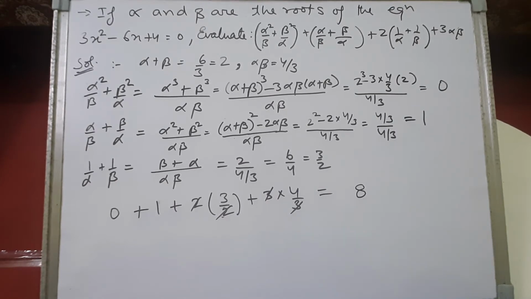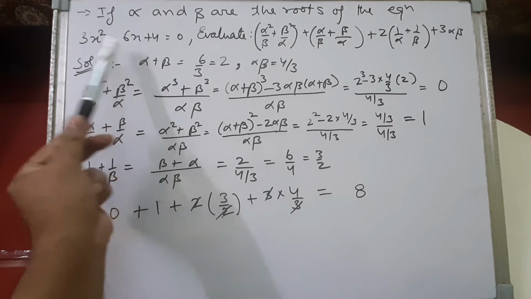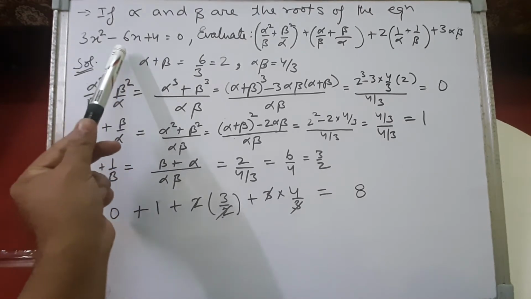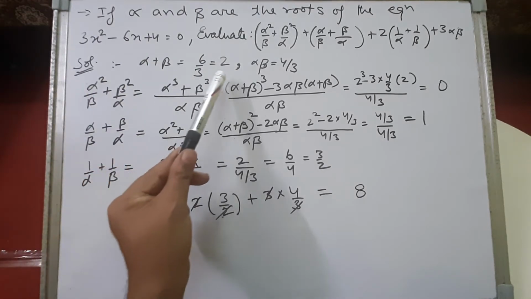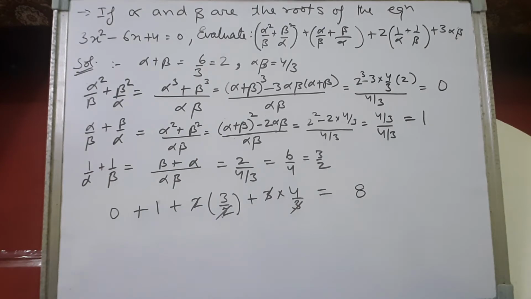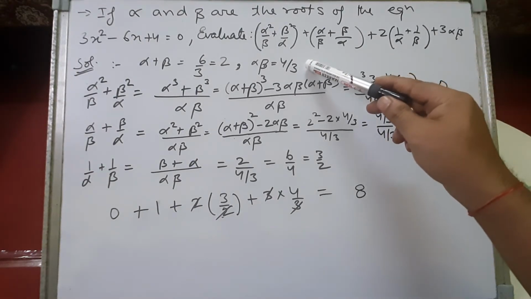From the given equation, we can see that the sum of the roots will be minus b upon a. So it will be minus of minus 6 upon 3, it will be 6 upon 3, that is 2. And the product of the roots will be c upon a, which is 4 by 3.